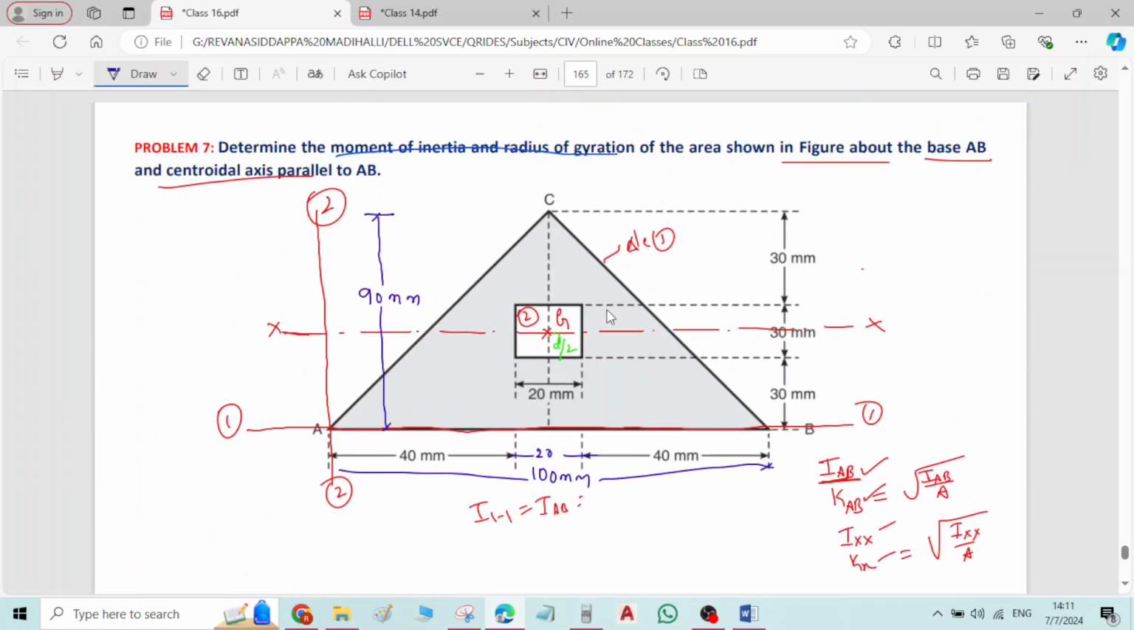Coming to the y value for rectangle. Means distance of centroid of rectangle from reference 1 axis. This is the y value for rectangle. From its base the distance of centroid of rectangle is d by 2. But from reference 1 axis it is 30 plus d by 2.